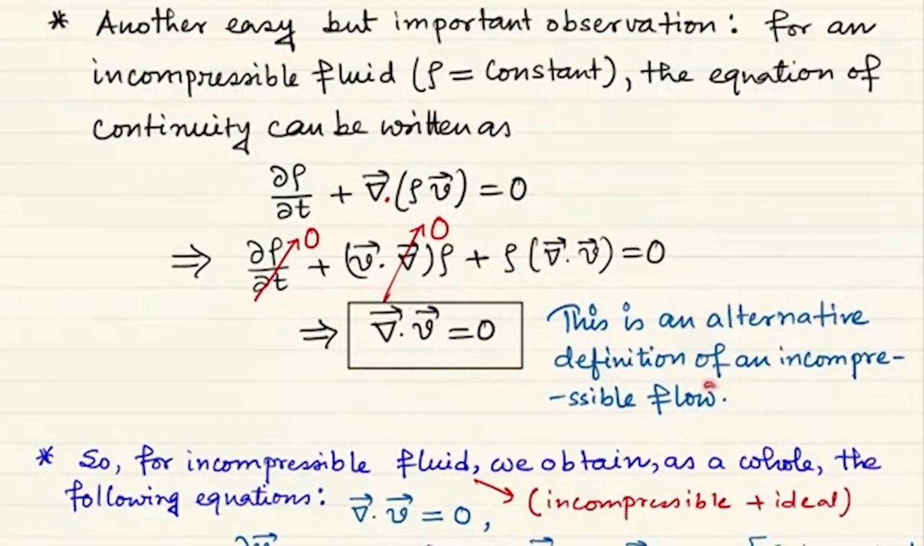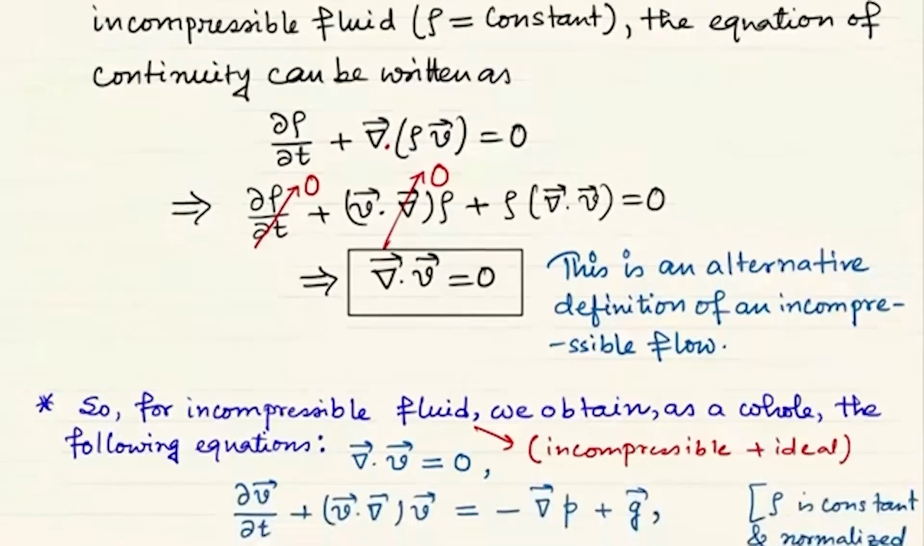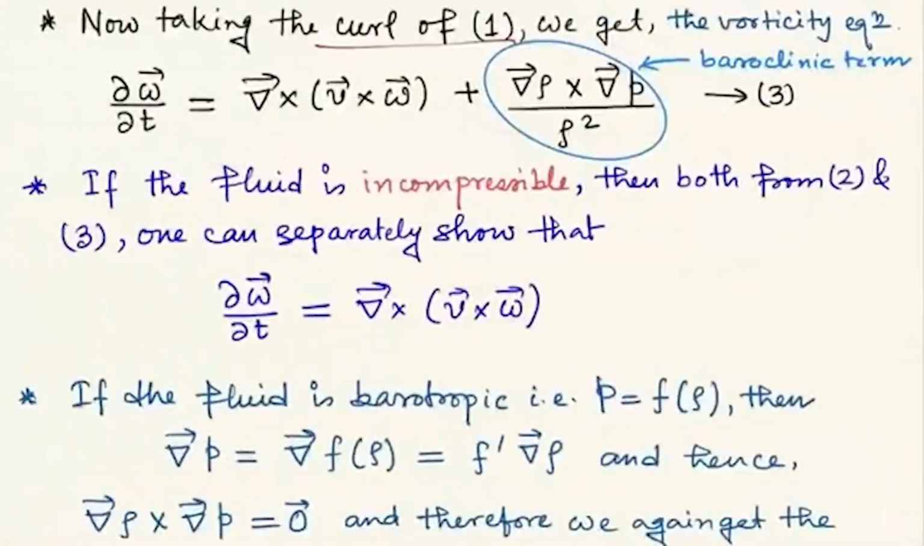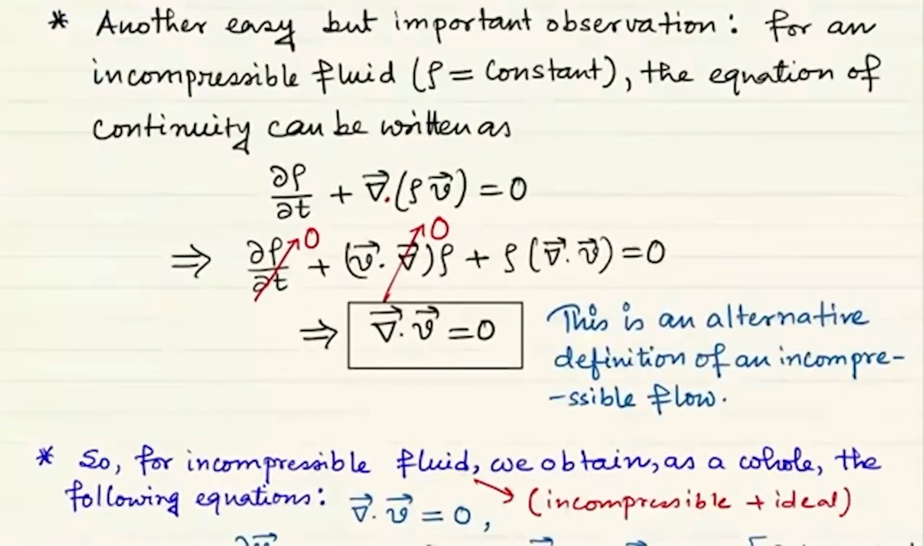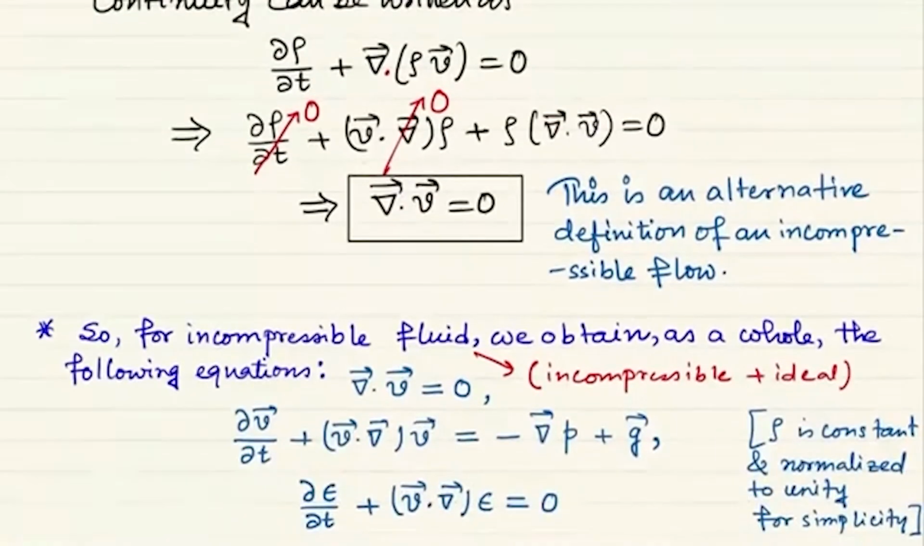This is an alternative definition of an incompressible flow. Now why did we talk about this? Because we are just discussing different properties. One property we showed for the vorticity vector and its evolution. Now we will show another interesting property, that is for incompressible fluid.